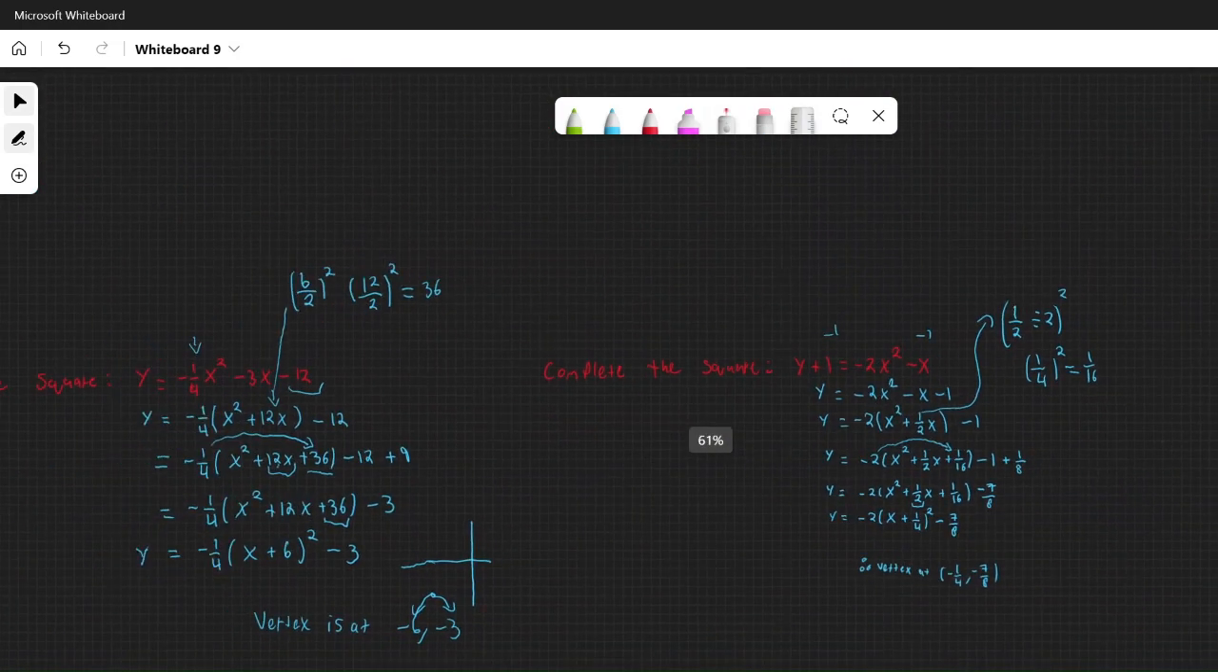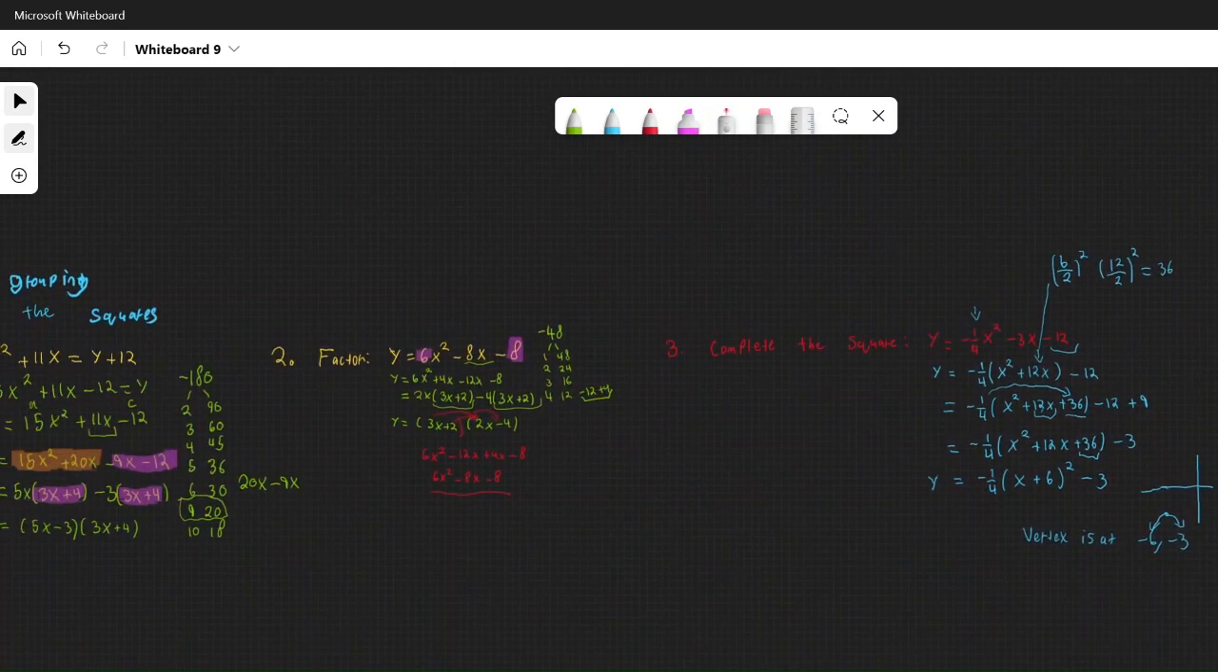But anyways, that is how you factor by grouping and complete the square.